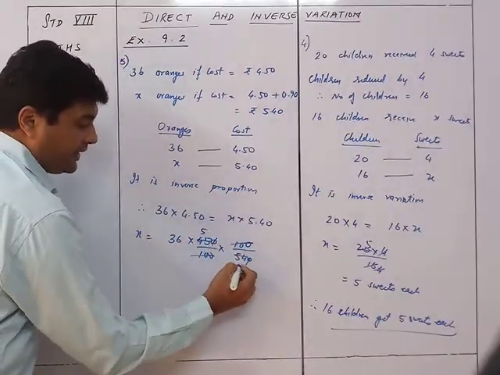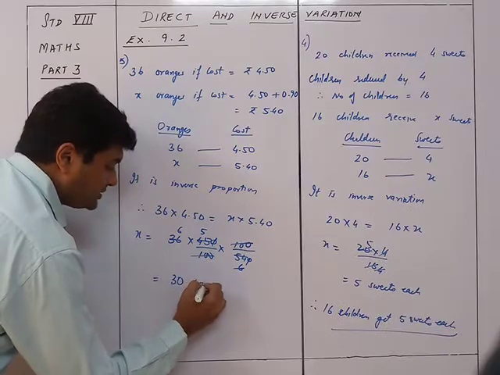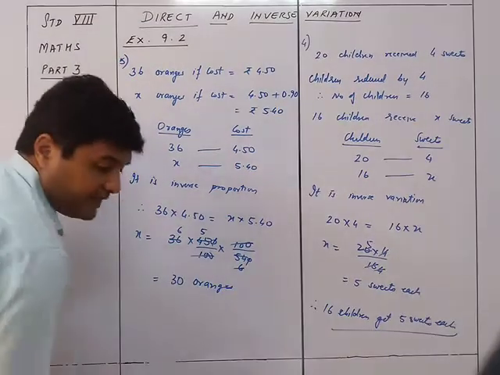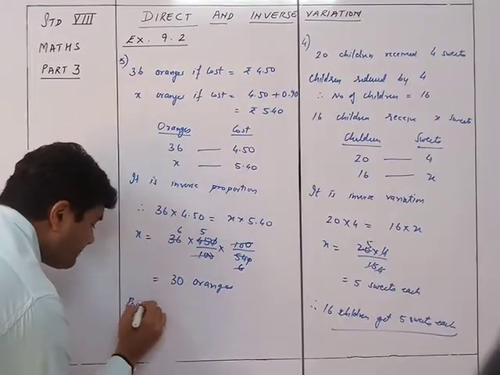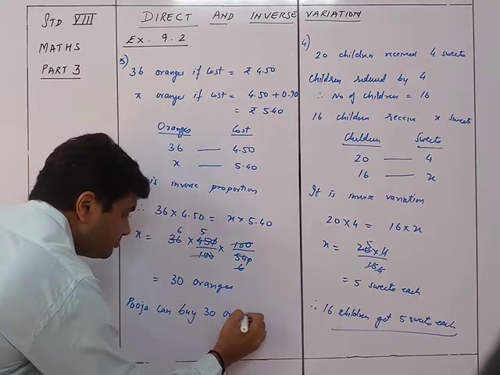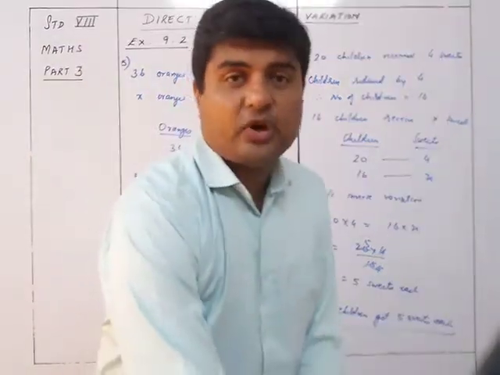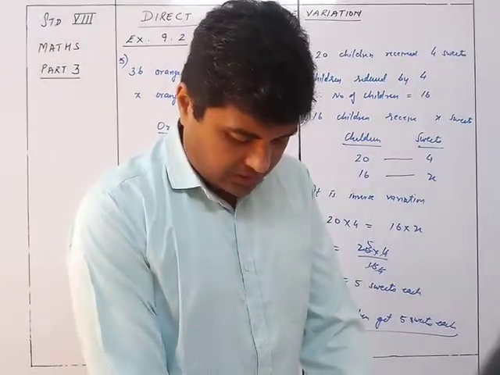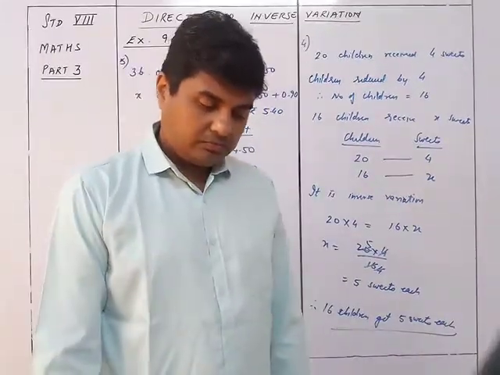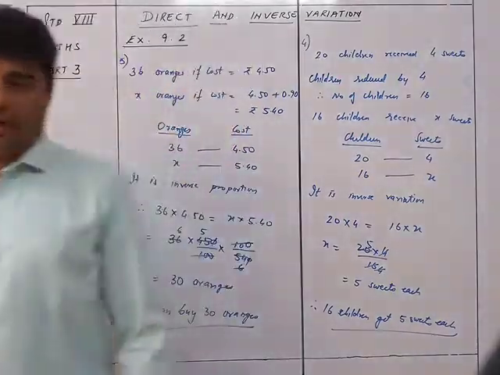9 5s are 45, 9 6s are 54, so the answer is equal to 30 oranges. So we can say that Pooja can buy 30 oranges. The number of oranges she can buy with the increase of the cost by 90 paisa will be 30 oranges. Easy, right? So you can see it was sum number 5. We now move on to sum number 6.